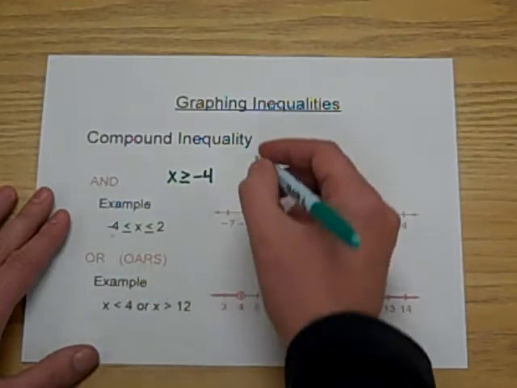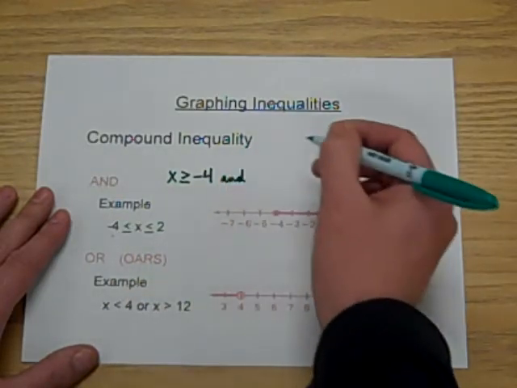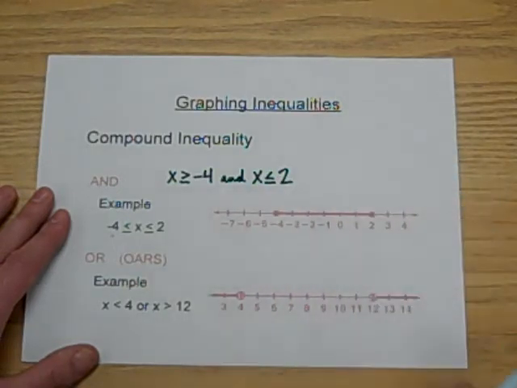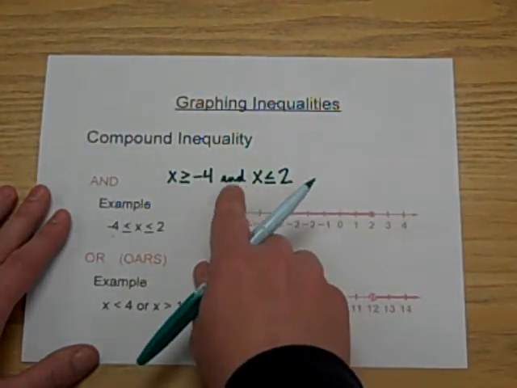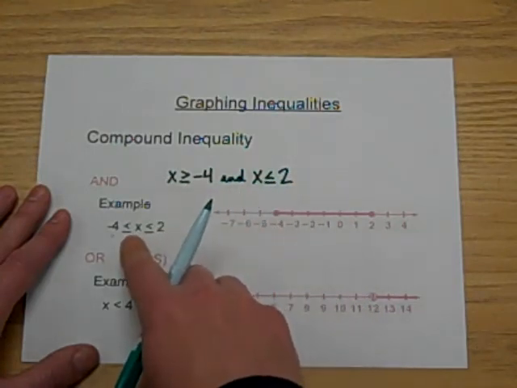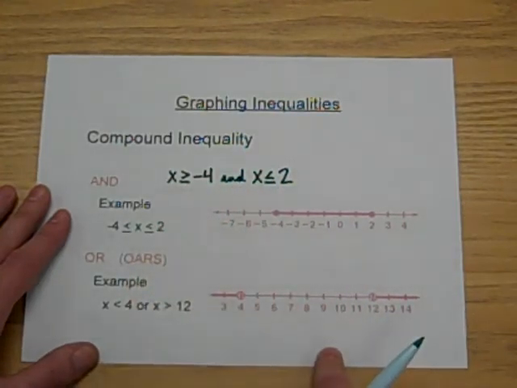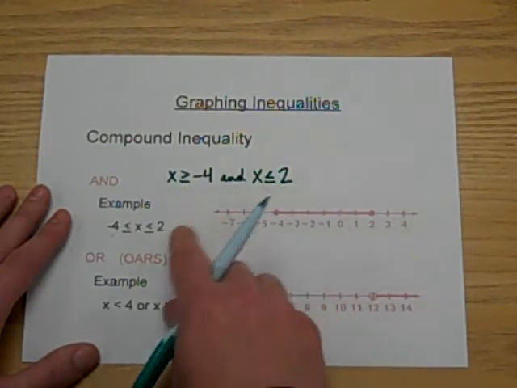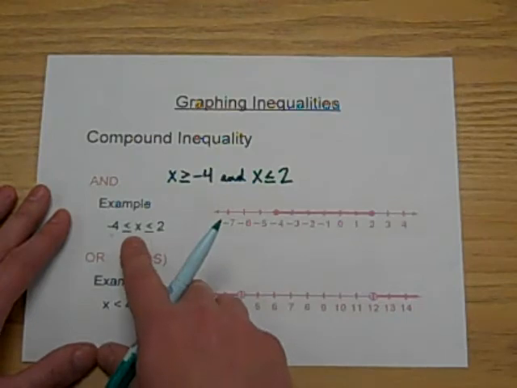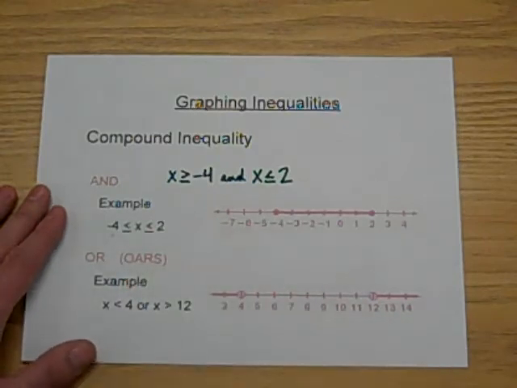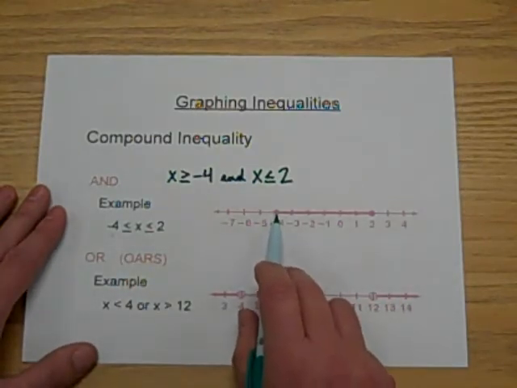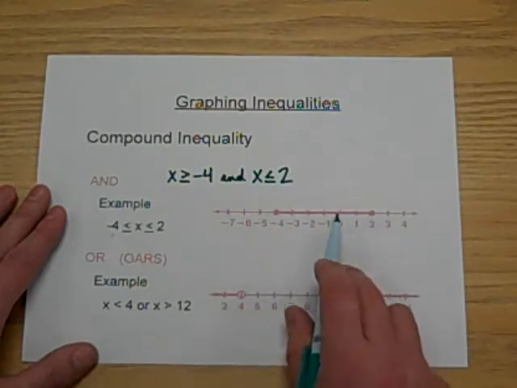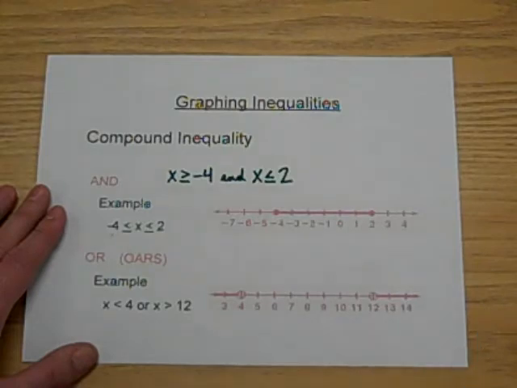Now for this part, I can write the word and. X is less than or equal to 2. Now this is what it means. This and this mean the same thing. You'll never see it written this way, but this is what it means. This is the way you will always see it written. That's the way I want you to solve these inequalities. So over here on the graph, x is greater than or equal to -4, and x is less than or equal to 2. So it has to be somewhere between those two numbers.